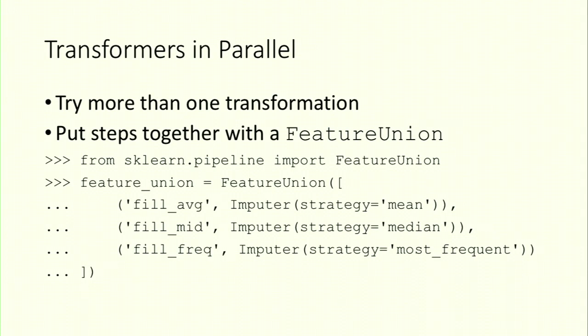But sometimes we don't just want to apply transformations in order. Sometimes we want to apply them in parallel. This is not like parallel computation, but say we can't decide which imputation strategy to use. Should we impute with the mean, the median, or the most frequent value? Well, let's just let our machine learning algorithm choose for us. So the feature union will put the results of these three transformers next to each other, so you end up with a wider data set. And it takes a list of the transformers in tuples with their aliases.